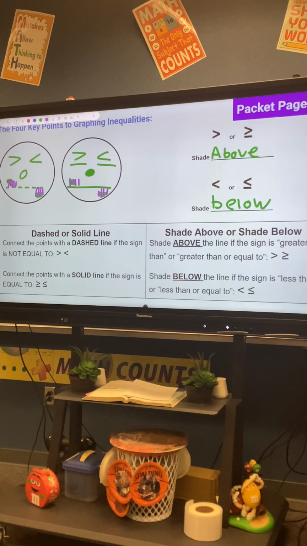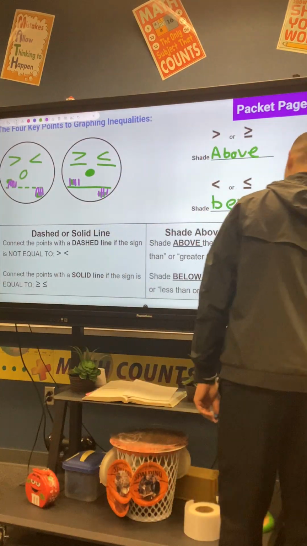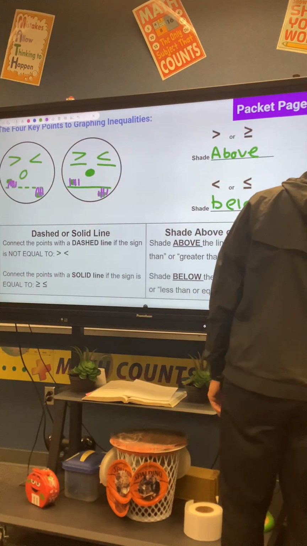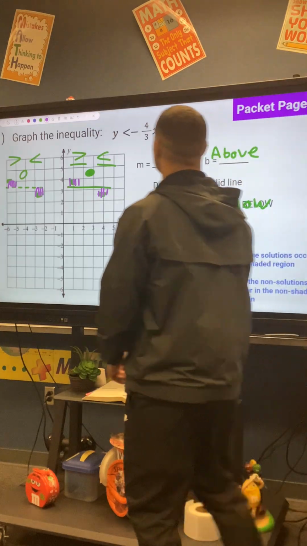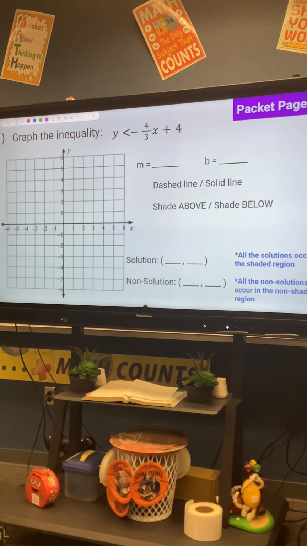So if your shading is greater than, you're gonna shade above the inequality line. If it is less than or less than or equal to, you're gonna shade below the inequality line. I can move on. Everybody got those? All right, nothing beats this like practice, so let's go get it.